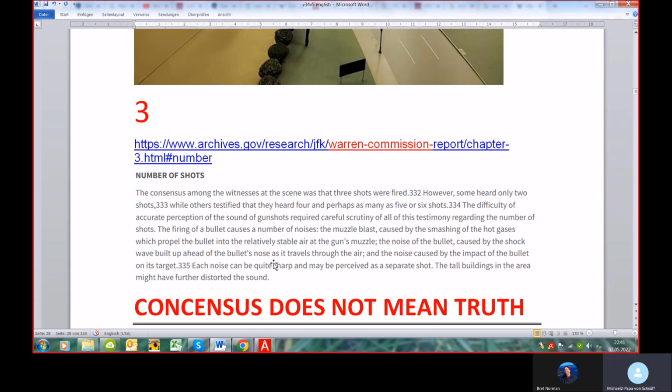Each noise can be quite sharp and may be perceived as a separate shot. The tall buildings in the area might have further distorted the sound.